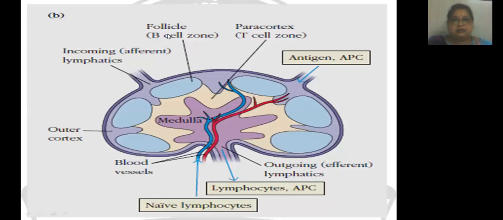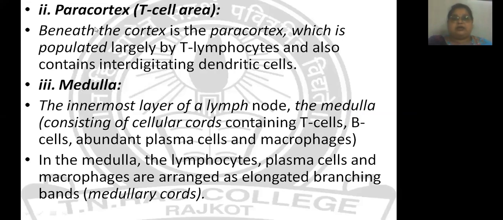Here you can see the structure of a lymph node. These are the follicles where the B cells get activated and converted into plasma cells. Initially, it is smaller in size and called a primary follicle. When it is activated by antigen, it enlarges in size and converts into a secondary follicle. The second part is the paracortex, which lies beneath the cortical area. This part is populated largely with T lymphocytes and also contains interdigitating dendritic cells.